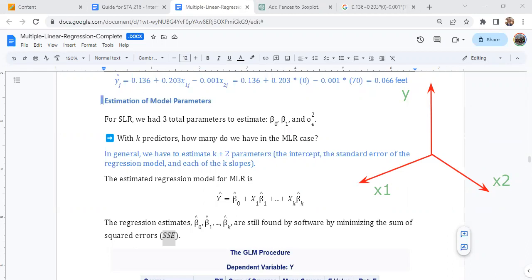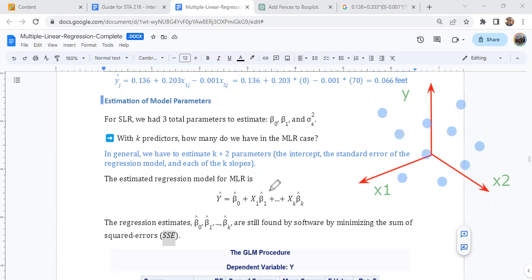Then the points are floating in this three-dimensional space, where they have a three-dimensional coordinate: how high they are up off the ground, and then how far in the x1 and x2 direction they are. It's hard to draw in three-dimensional space. You can't really do it that well on Zoom.